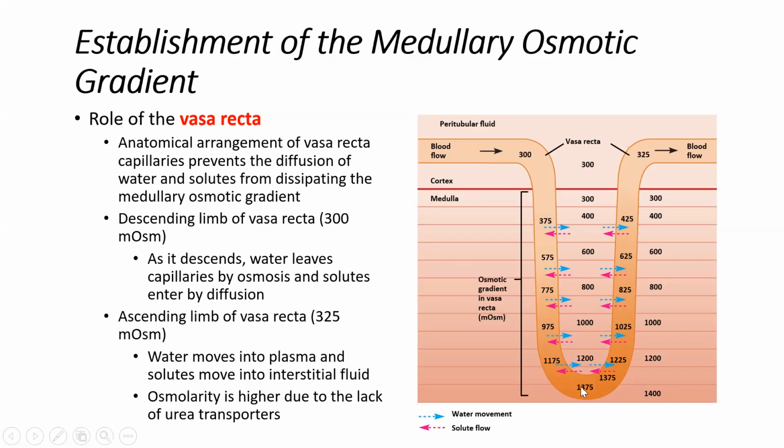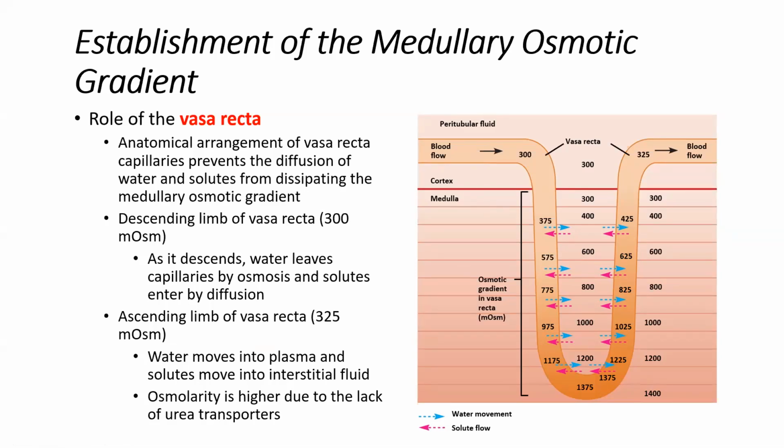Now, as we go up the ascending limb of the vasa recta, the osmolarity here is going to decrease. And this is crucial to maintaining our medullary osmotic gradient. If we did not have this flip-flopping of the movement of water and solutes, then we would lose our medullary osmotic gradient. Really, really important point to make. Because water is moving out into the interstitial fluid, we tend to kind of dissolve that gradient, okay?